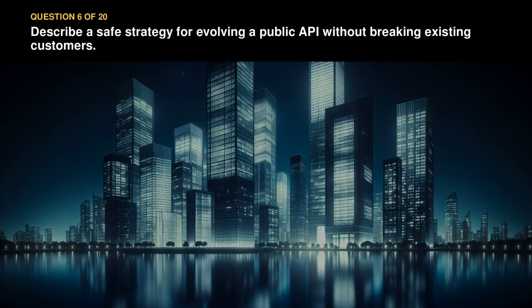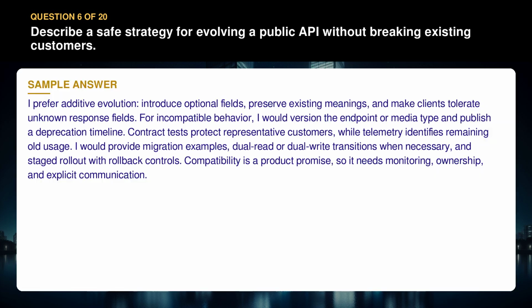Question 6. Describe a safe strategy for evolving a public API without breaking existing customers. I prefer additive evolution. Introduce optional fields, preserve existing meanings, and make clients tolerate unknown response fields. For incompatible behavior, I would version the endpoint or media type and publish a deprecation timeline. Contract tests protect representative customers, while telemetry identifies remaining old usage.